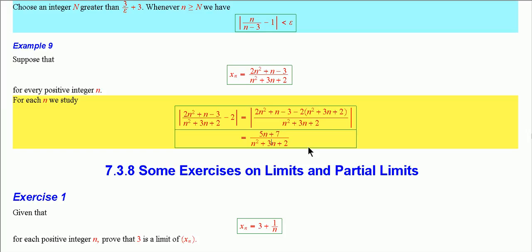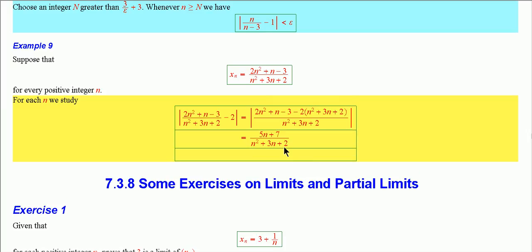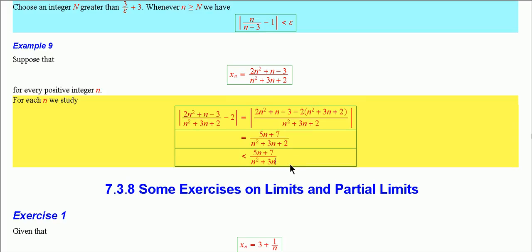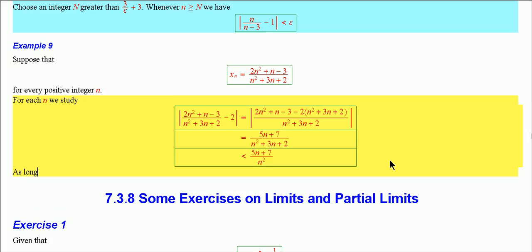I want to tell you something, that this is less than, if I drop those terms, I've put less in the denominator. This is bigger. Do you understand? I'm going to tell you something even more interesting. As long as n is at least 2, I know that 5n is more than 7. Isn't that right?